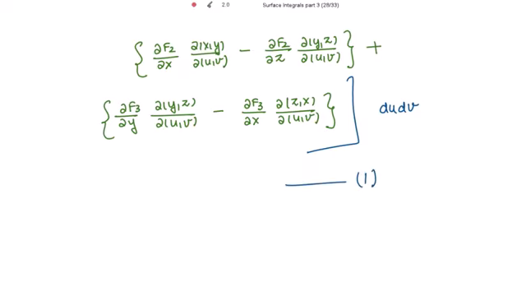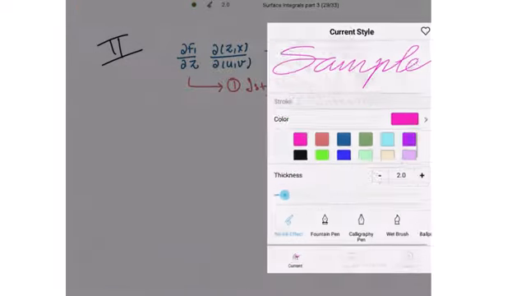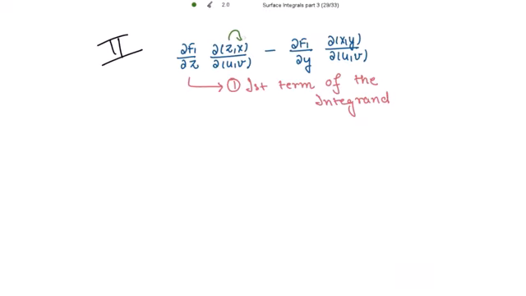And now in the next step, we need to find the values of all these three terms in the integrand. First, let's find the value for this first term in the integrand. If I interchange this z with x and x with z, then I get here the negative sign. So this is ∂f1/∂z and writing here the partial derivative of (x, z) with respect to (u, v). Is it fine? Writing the second term as it is.